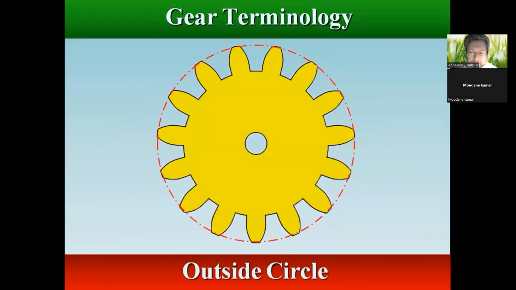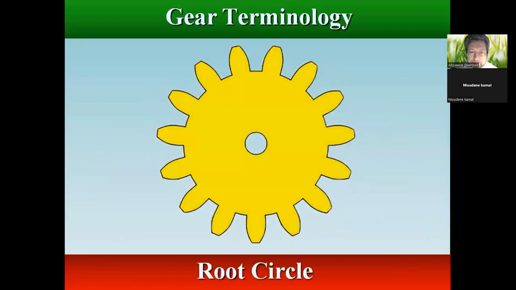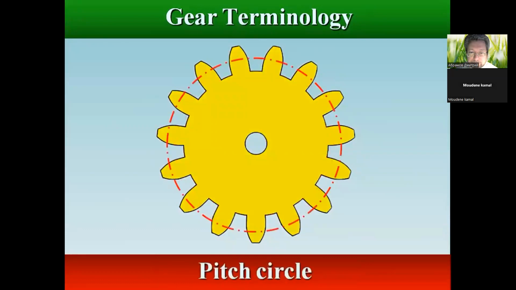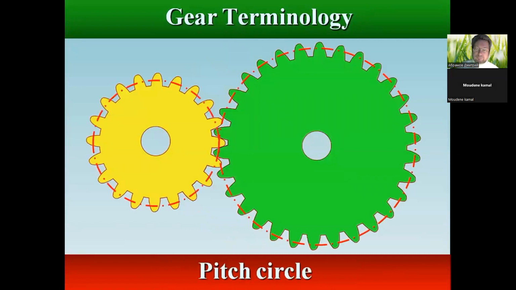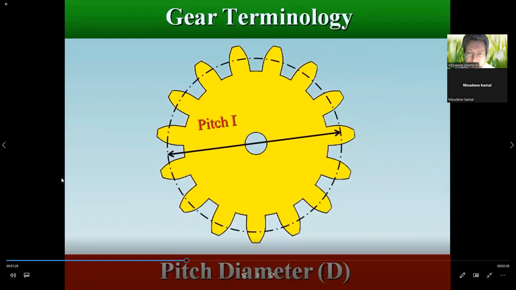The outside circle coincides with the tops of the teeth. Outside diameter is the overall diameter of the gear. The root circle coincides with the bottoms of the tooth spaces. Root diameter is the diameter at the bottom of the tooth. Pitch circle is an imaginary circle which will contact the pitch circle of another gear when in mesh. Pitch diameter is the diameter of the pitch circle from which the gear is designed.